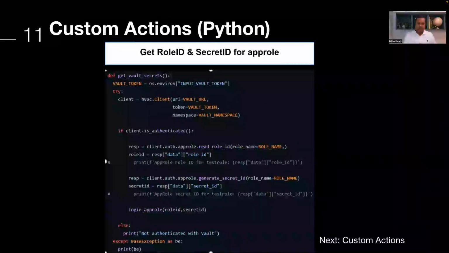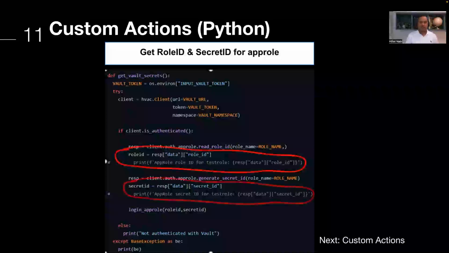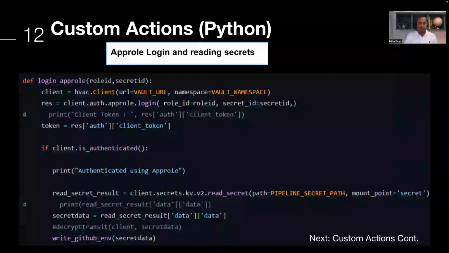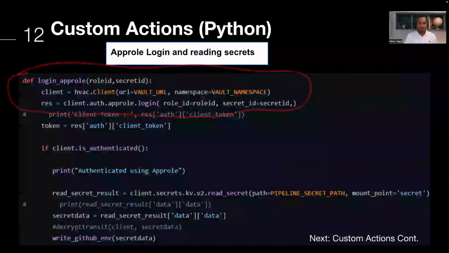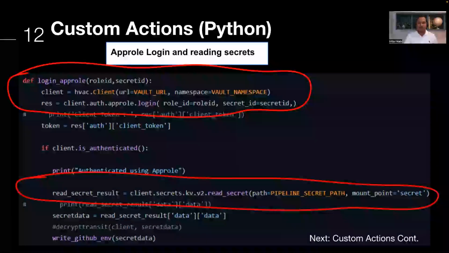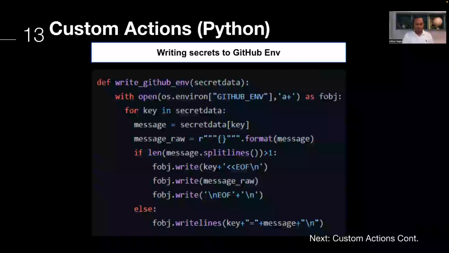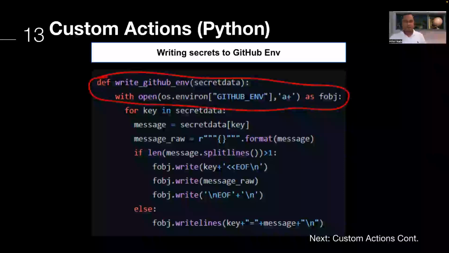So here we can say that to log in, we need the role ID and secret ID. In this script, we can see how to extract the role ID and secret ID. After that, we log in with the AppRole mechanism, and then we read the secrets from the Vault namespace. We have our secrets read perfectly. Time to write them. Yes, we are writing them with the script into the GitHub environment.